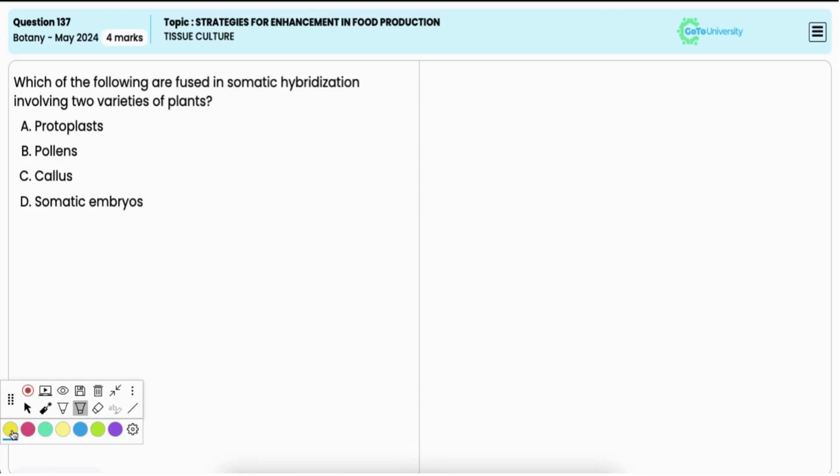In this question, you have to identify which are fused in somatic hybridization involving two varieties of plants.